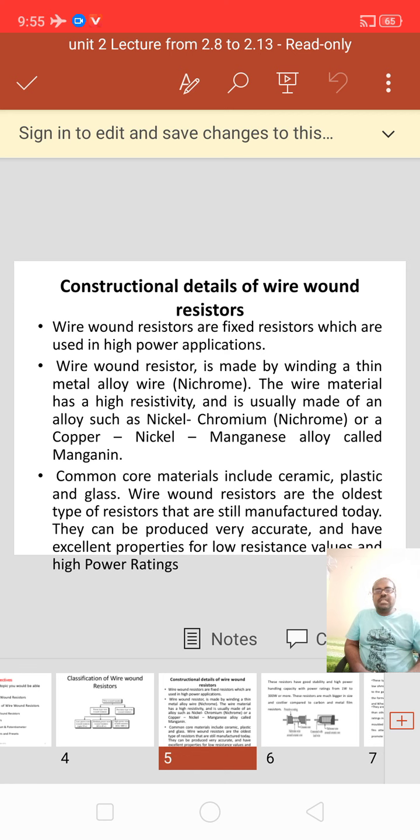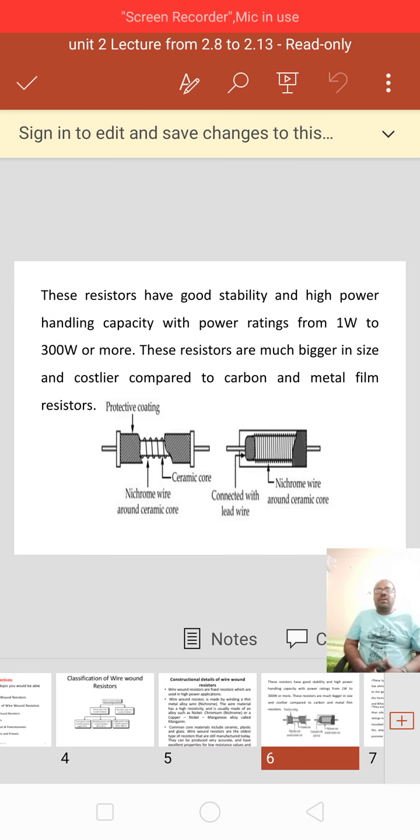Okay, these are the construction details. Some of the construction details are listed below. These resistors have good stability and high power handling capacity, with power ratings from 1 watt to 300 watts or more. These resistors are much bigger in size and costlier compared to carbon and metal film resistors.